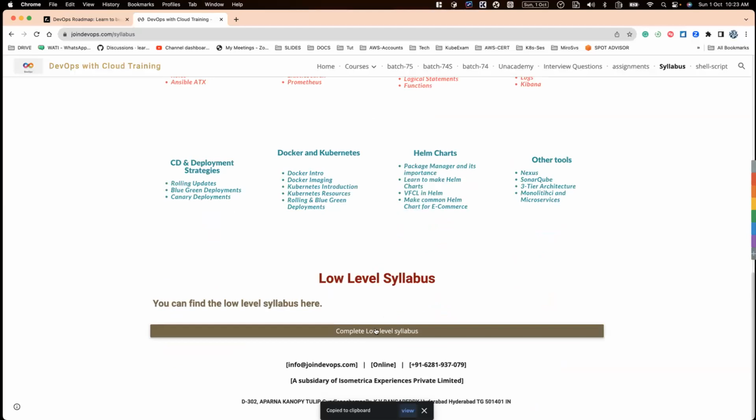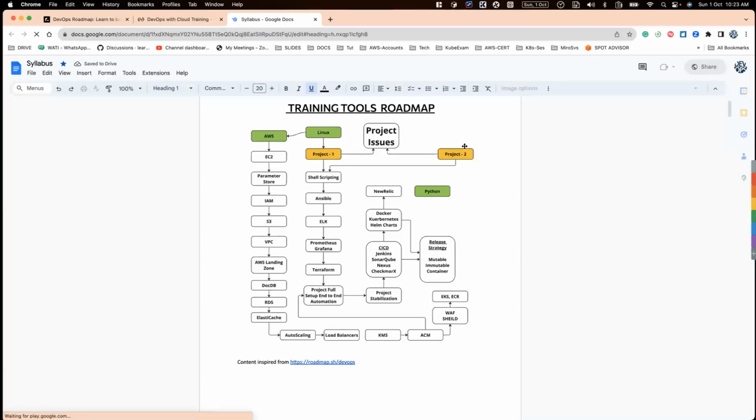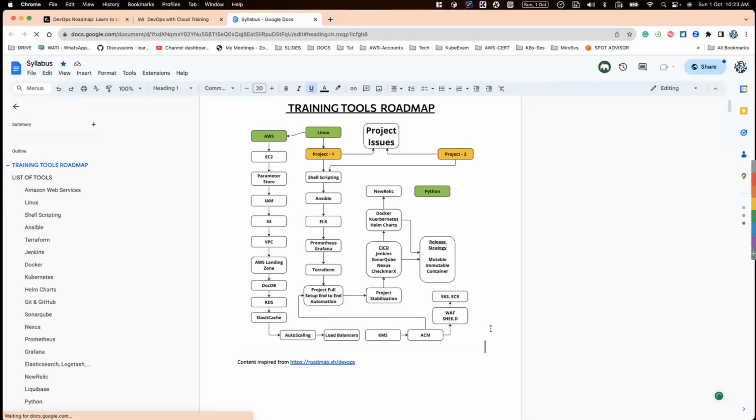In which sequence are we going? First Linux, then AWS, Terraform, like that. Take a look there. There's a clear roadmap, a pictorial representation of how we start and how we go. So go through that and you will understand it. You will start with Linux. Then which topic will you choose? AWS. No, Linux and AWS will go in parallel. And then it will go to the project.